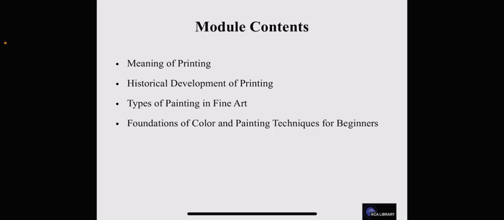Now let's move on to the contents of the module. We'll be looking at the meaning of printing. We will introduce ourselves to the meaning of printing by defining what printing is from different perspectives and angles. Then after that, we'll move on to the historical development of printing, where we'll be answering the question of how printing emerged. It's not just that printing started all of a sudden. There must have been some developments that brought about printing.